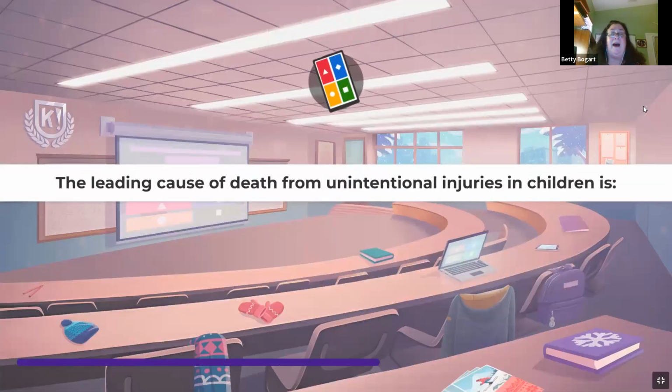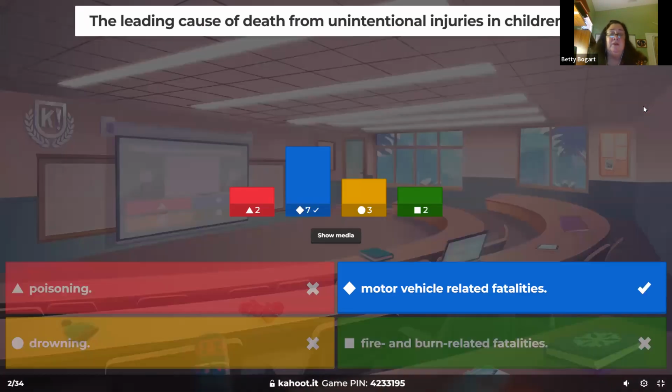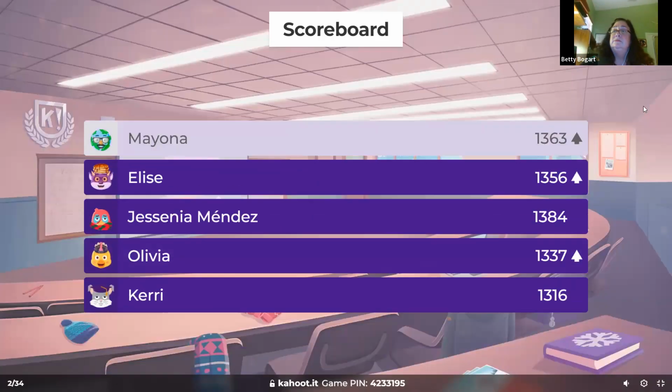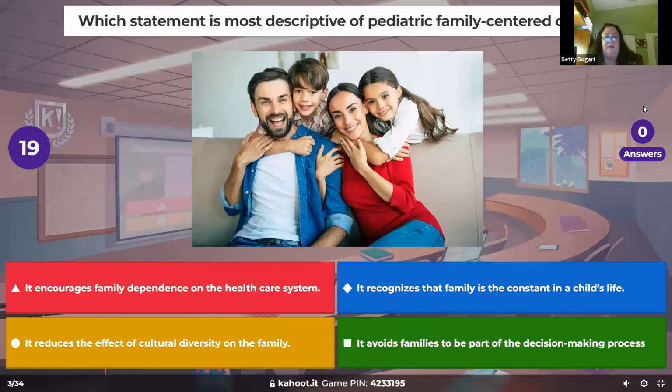The leading cause of death from unintentional injuries in children is injuries. Children do many, many different things. And it's motor vehicles. Remember I said this is where most of the unintentional injuries come from, whether they're in car seats improperly, or run over by the car. This is why a lot of your cars have rear backup cameras now, because of children and people being run over. Did you know that? Which statement is most descriptive of pediatric family-centered care?